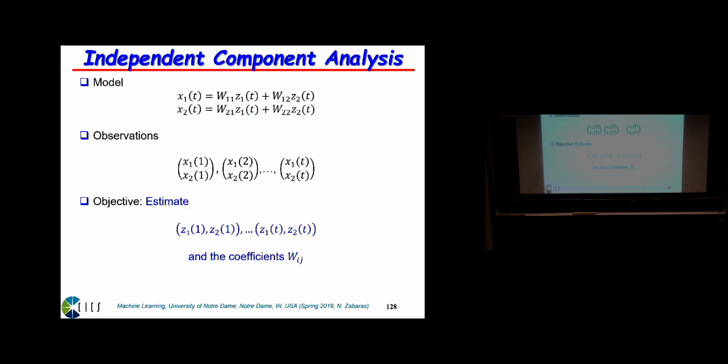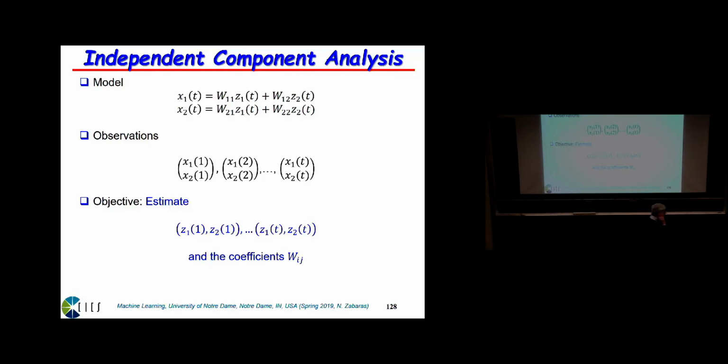The original sources Z1 to Z2 at all given times, right? Not only that, but can we also recover the mixing coefficients W? So again, imagine Z1 and Z2 are your voice signals coming from two different sources, two different students in the room, and I have two microphones that pick up an average of the signal, X1 and X2. Given X1 and X2, I want to compute not only the original signals Z1 and Z2, but I also want to compute the mixing matrix W.